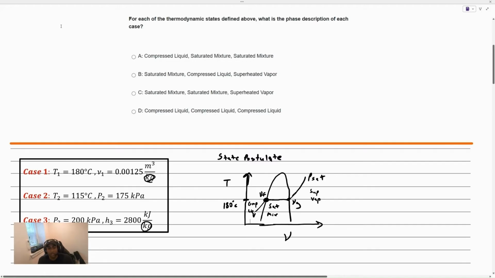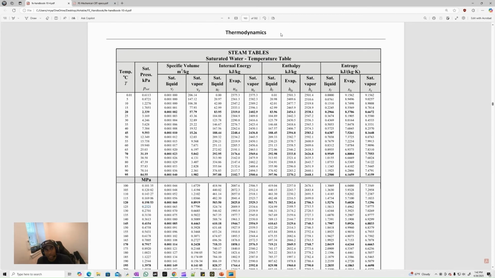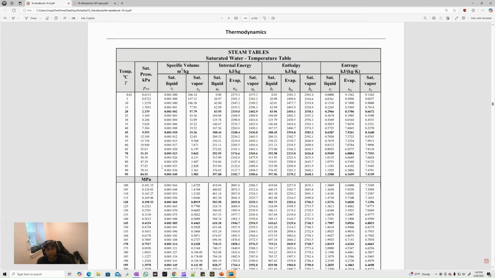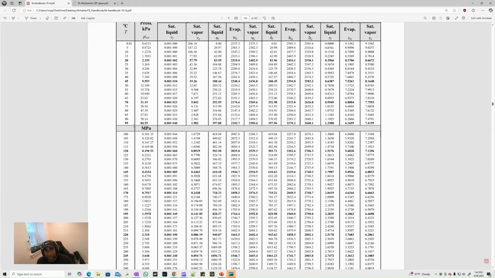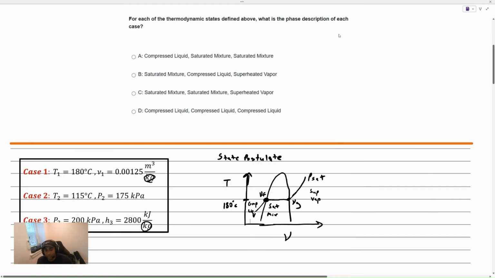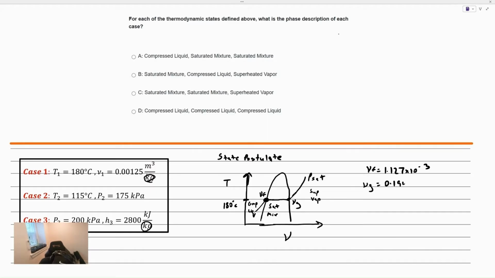Okay, so at 180 degrees C, we're going to see what VF and VG are in our property tables. In the FE exam reference, in the thermodynamics section, in the steam table section, we're going to look at 180 degrees Celsius. And we could see that VF at 180 degrees Celsius is 1.127 times 10 to the minus 3, and VG is 0.194. That's cubic meters per kilogram.